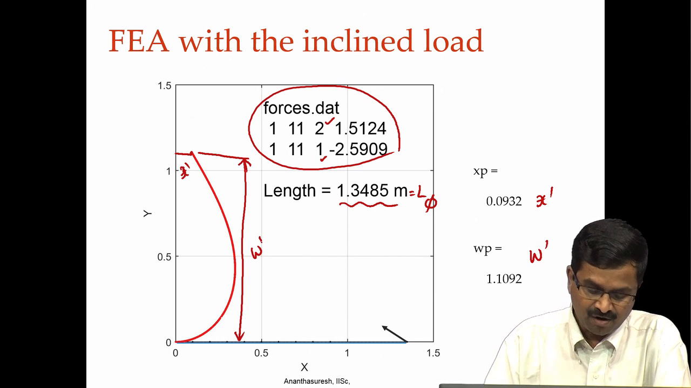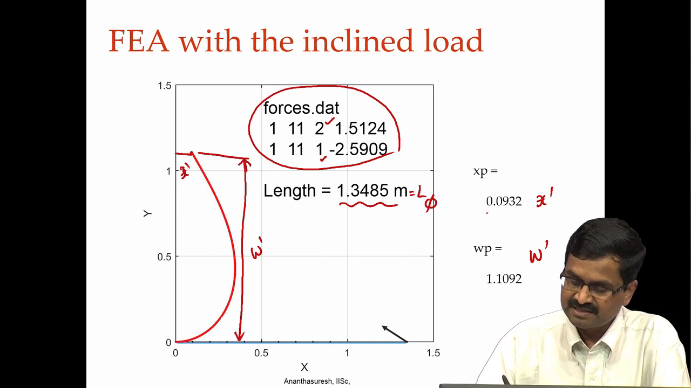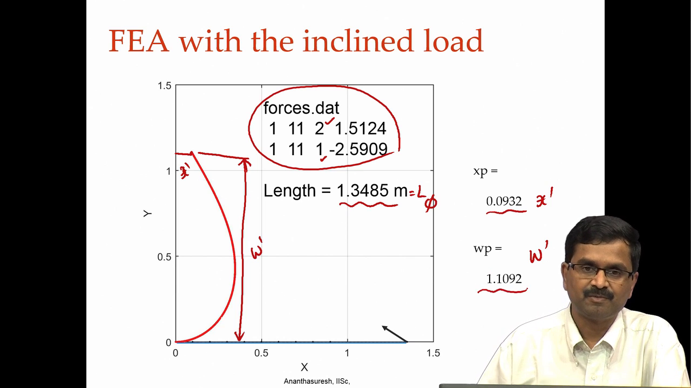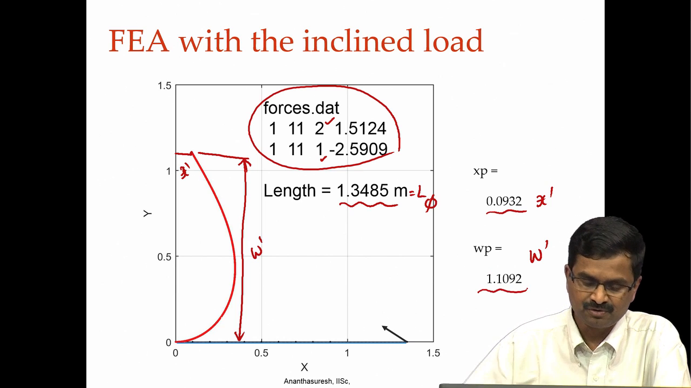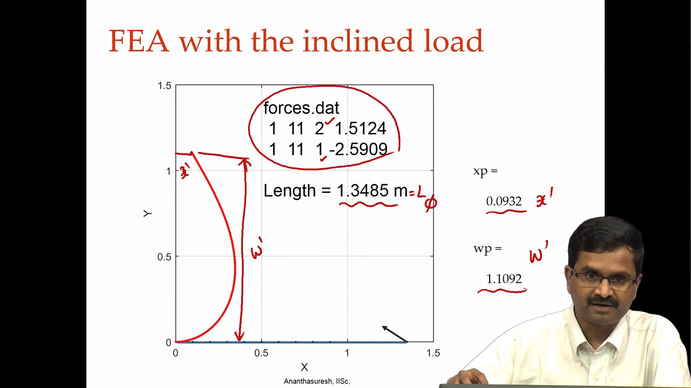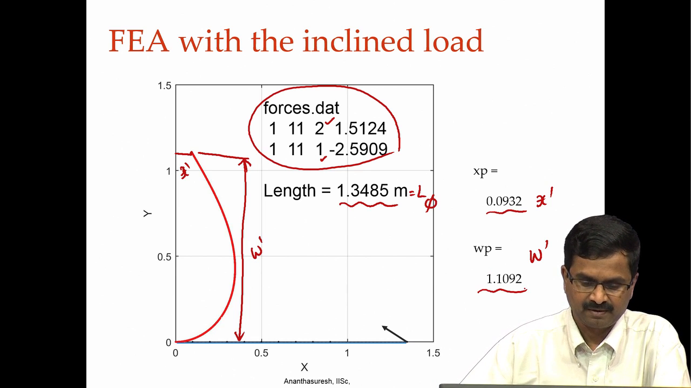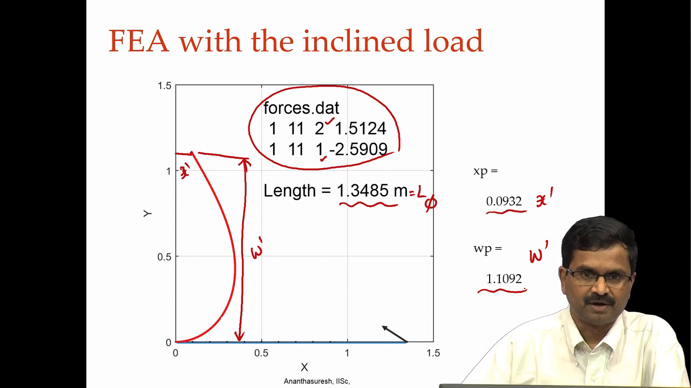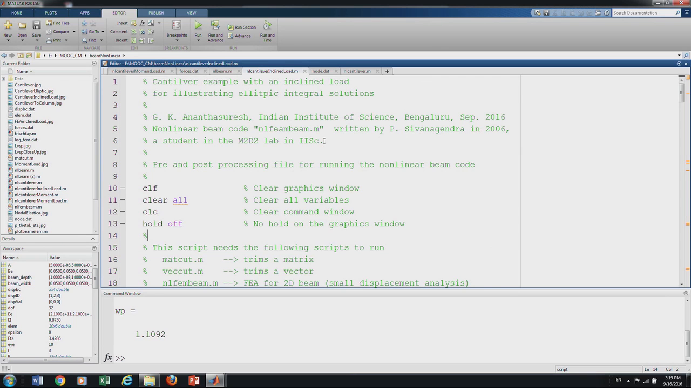So, we can see how if I were to take this beam, I get the same values for x prime and w prime as we did with the elliptic integral solution, where we had rotated the thing and found out. Okay. Let us look at the MATLAB code now. So, in this particular MATLAB code, we are dealing with an inclined load. We are going to show that with elliptic integral you can handle inclined load as well, and again this code also combines the nonlinear beam finite element code. So, we can compare the results of this.